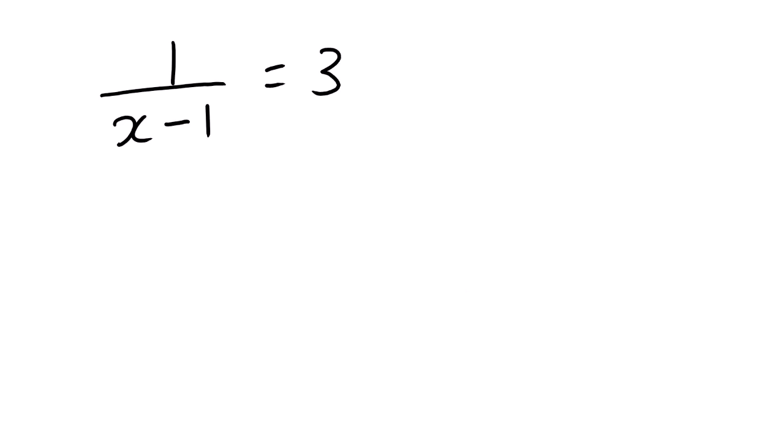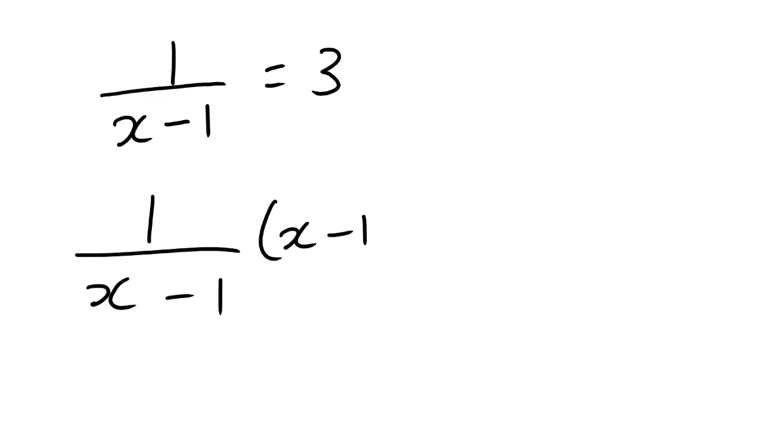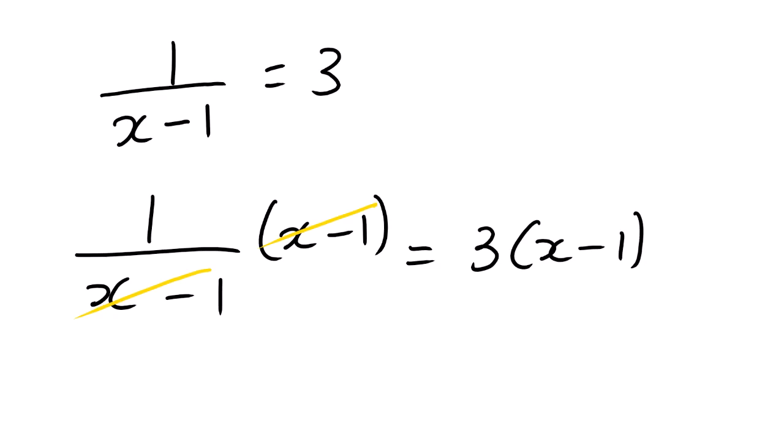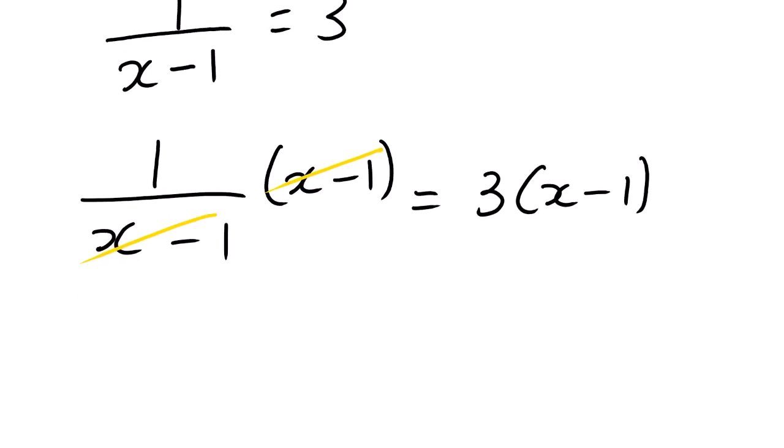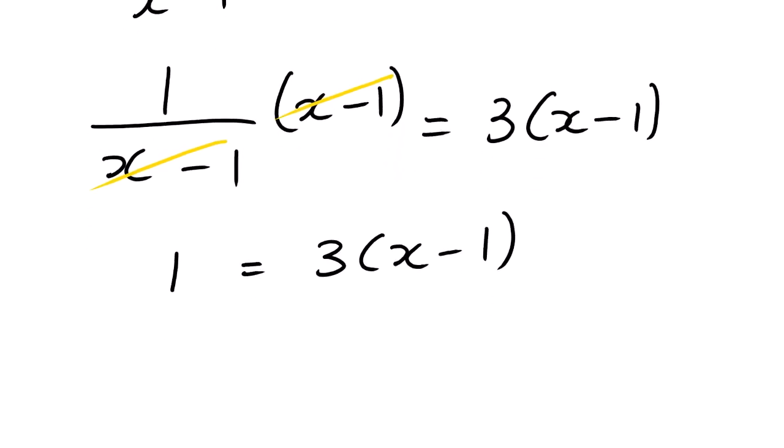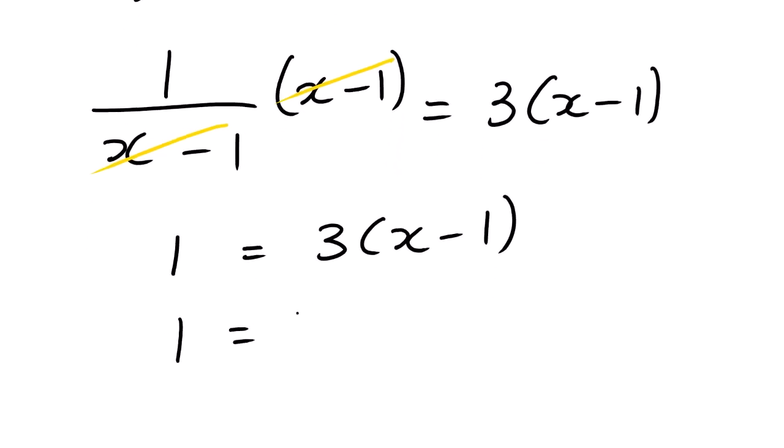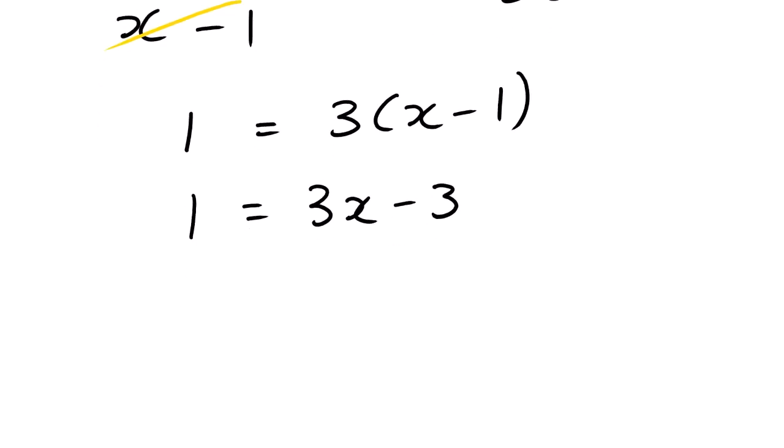We are still dealing with fractions. Now we can see the term causing the fraction is actually x minus 1. So we multiply each and every term by x minus 1. So this will get rid of this, and then we are left with 1 equals 3. So 3 multiplied by x is 3x. 3 multiplied by negative 1 is negative 3.